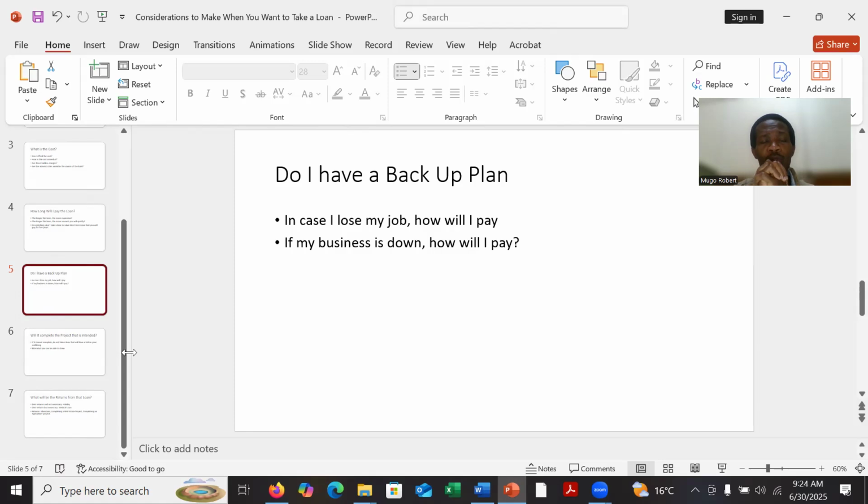If you do not have other income, you may find you losing your house. You took an asset finance, you took a loan basing on your employment income or basing on your business income, and it goes down. They will repossess that vehicle. So where do you have a backup plan should the worst case happen? Remember, in accounting, we say that you hope for the best, but prepare for the worst.